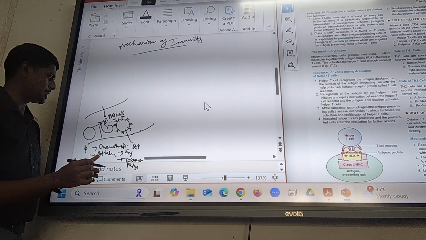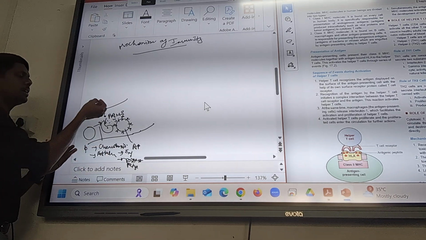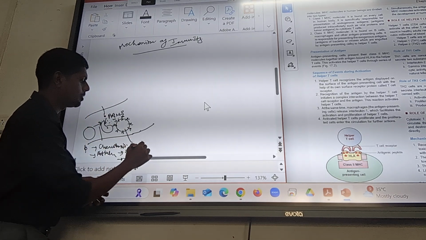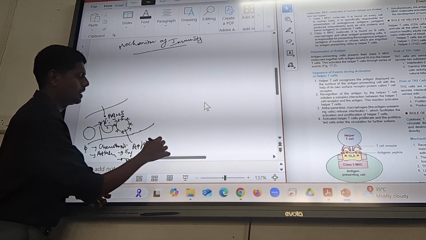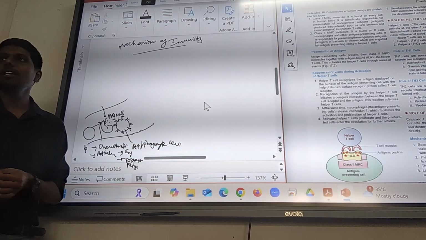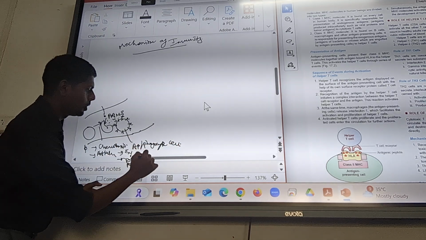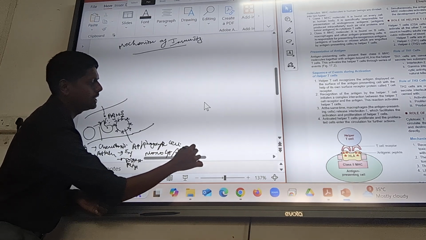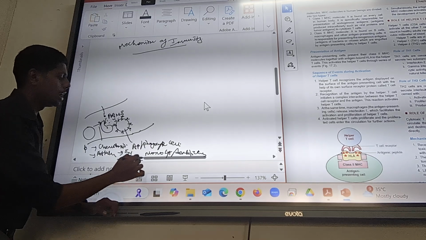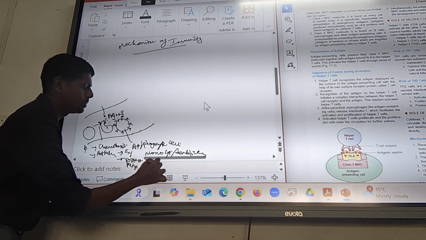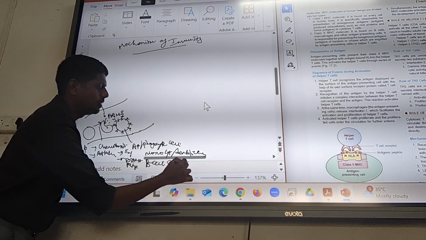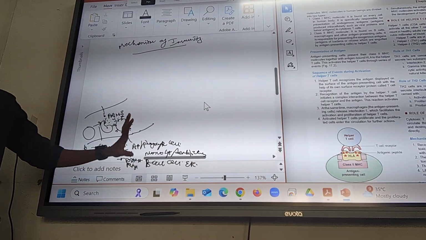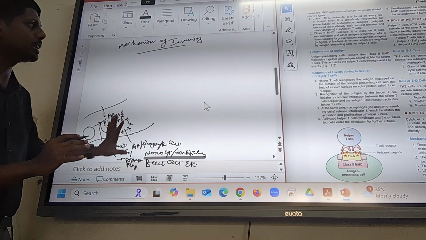Whatever cell can do phagocytosis and antigen presentation, such cells are called phagocytic cells. Some examples of phagocytic cells are monocytes, dendritic cells, then we have B cells. Even B cells can do this. A few more are there, etc. So such cells are called phagocytic or antigen presenting cells. So up to here is clear.